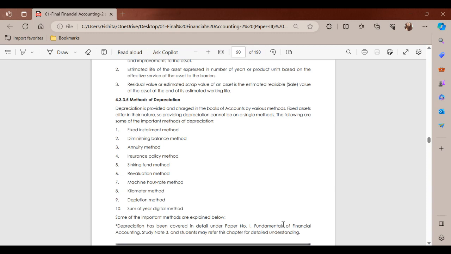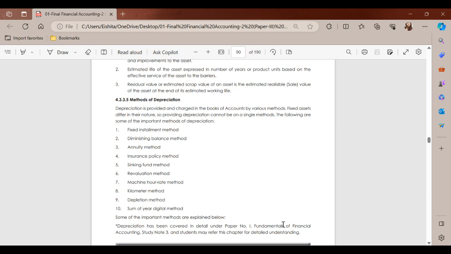Okay. So revaluation method. This is another method which is used. So in this, the depreciation is not calculated. Depreciation is whatever you will revalue based on the market.